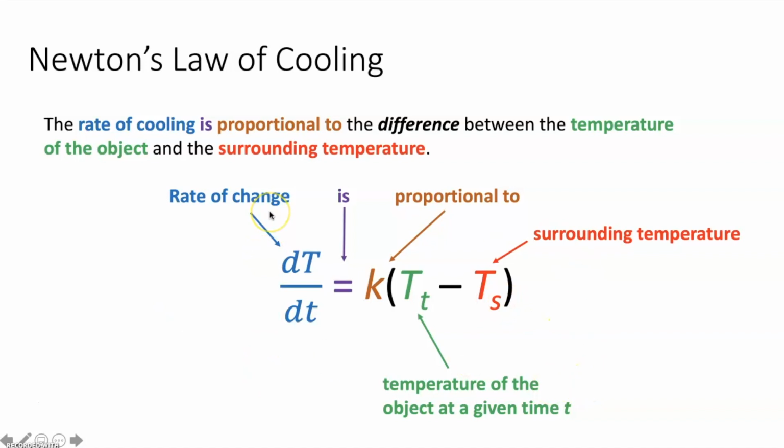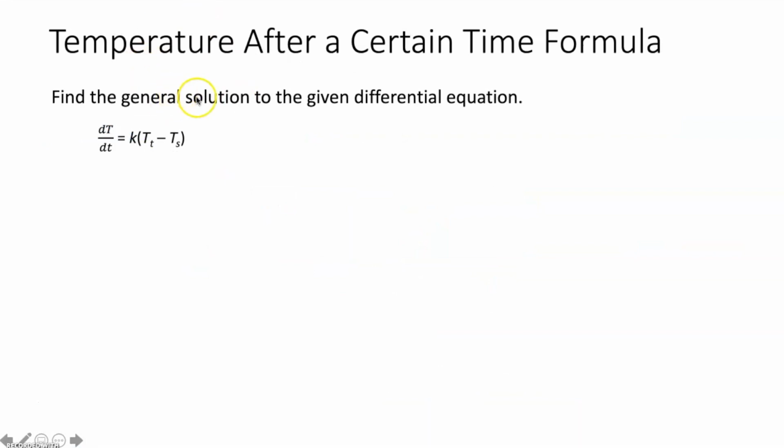Now, this differential equation is used to determine the rate at which some object is cooling at a specific time, but it's far more broadly applicable than that, and we'll show you that today. One such application of Newton's law of cooling would be the temperature after a certain time formula. That would be just the general solution of this given differential equation. If we were to solve this differential equation, we would end up with a formula that allows us to find the temperature of the object after a certain amount of time.